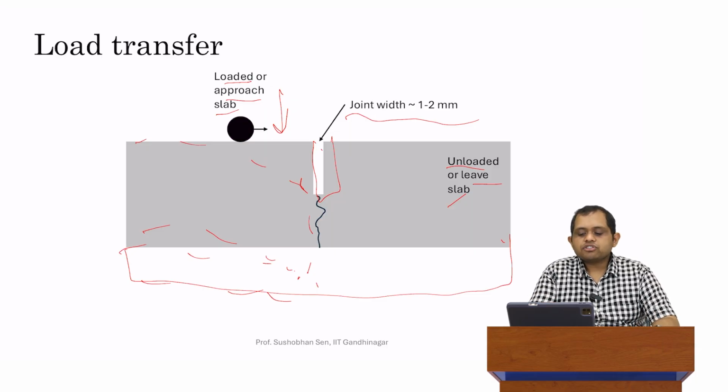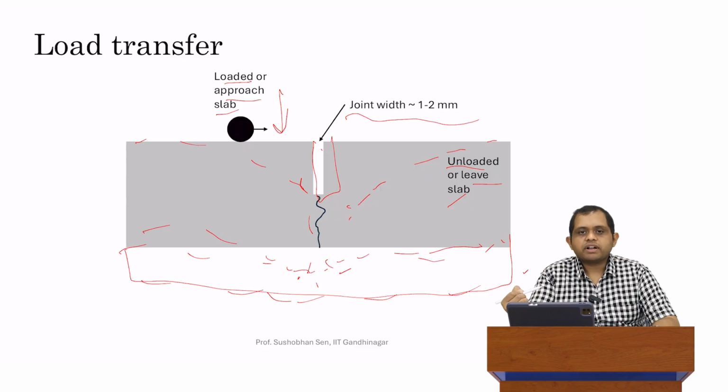Due to that internal friction, the base layer also gets deflected. When the base layer gets deflected, then the leaf slab, because of its self weight, also gets deflected, because it essentially tries to follow gravity and it falls down. And so through the base layer, a small amount of load, we'll see how much in terms of quantities later in today's lecture, gets transferred from the approach slab to the leaf slab through this mechanism.